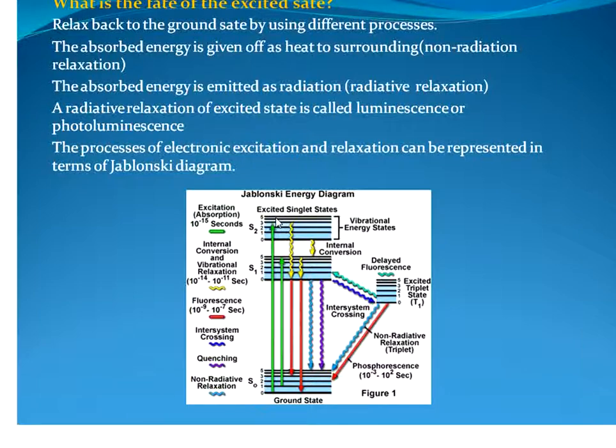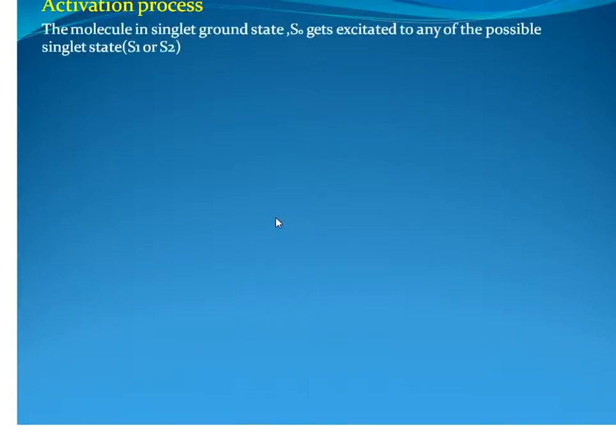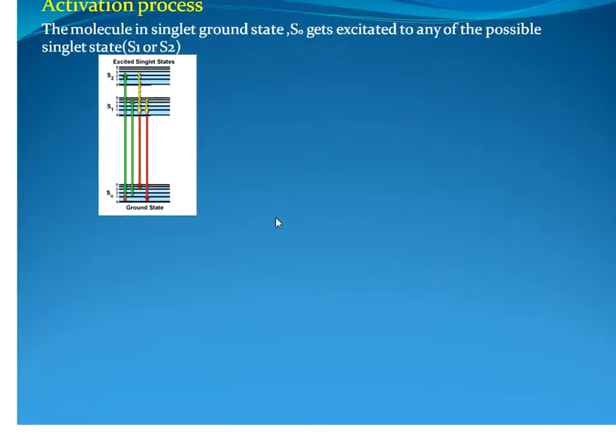And this is the diagram we are talking about. This diagram represents electronic excitation and relaxation. We're going to explain it part by part. Now let's look at the excitation part. In the excitation part, the molecule in the singlet ground state gets excited to any of the possible singlet states. So it can be excited to either S1 or S2, as we're seeing here.